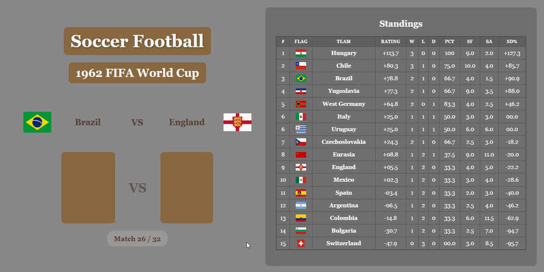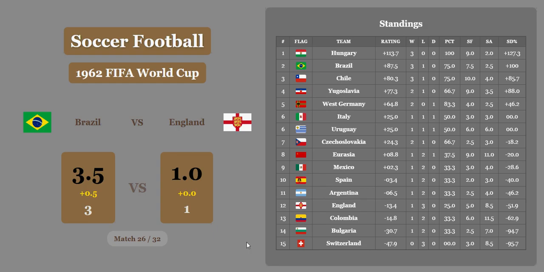Brazil versus England. Brazil needs this. They got it. England falls to 12th place. Brazil in 2nd with a rating of 87.5. Over 7 points above Chile.